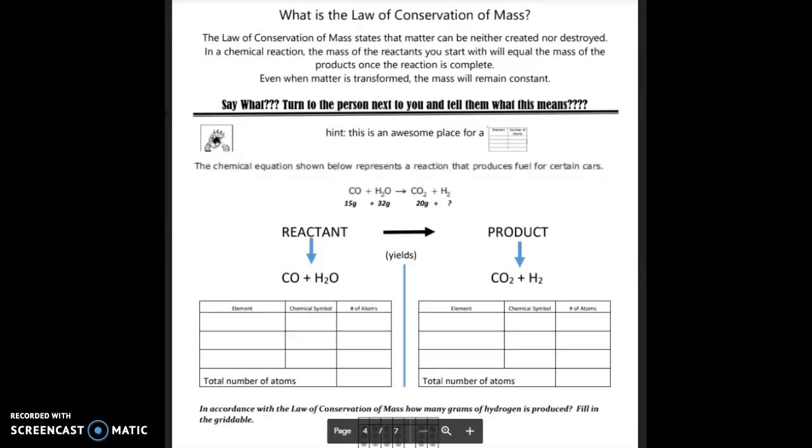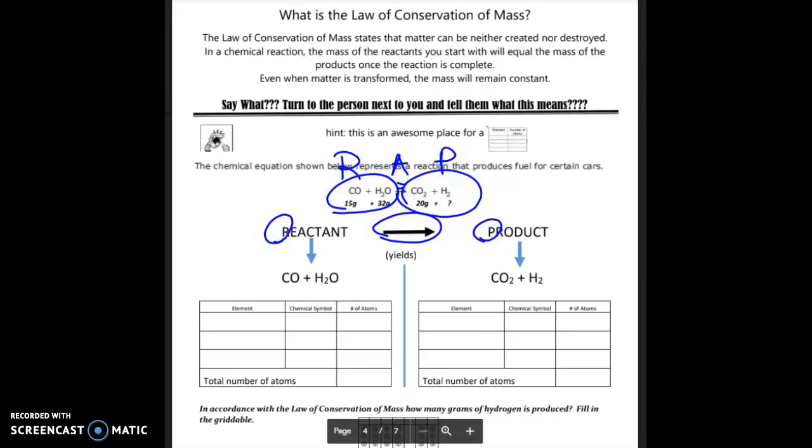Okay, what is the law of conservation of mass? It states that matter can neither be created nor can it be destroyed. So in a chemical reaction, the mass of the reactants that you start with, and remember, guys, this side is the reactants. We would say RAP, which stands for reactant, arrow, and product. Please remember that. So this side is going to equal this side.